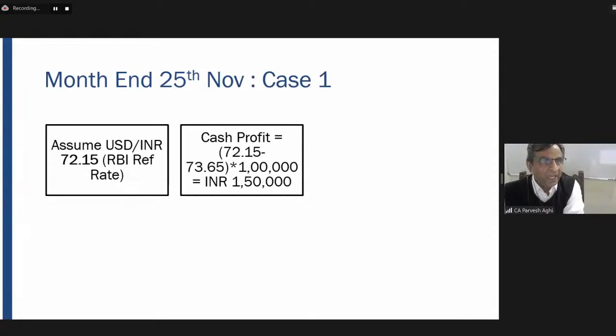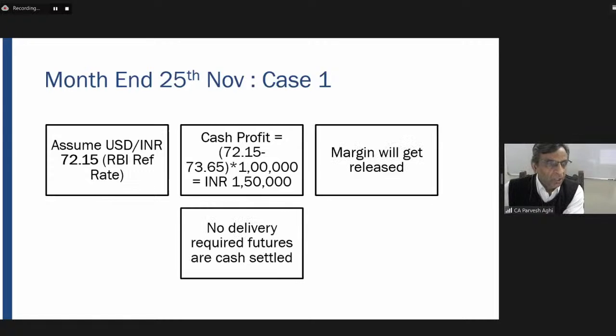Okay, so he makes a cash profit of 1,20,000 because he has entered to sell at 73.65 in his future contract. He has sold to someone at 73.65. The dollar has come to 72.15. So he is making a gain by shorting the dollars. So he will get 1,20,000. Margin will get released. No delivery required. So he makes some money and he keeps his profit of 1,20,000.